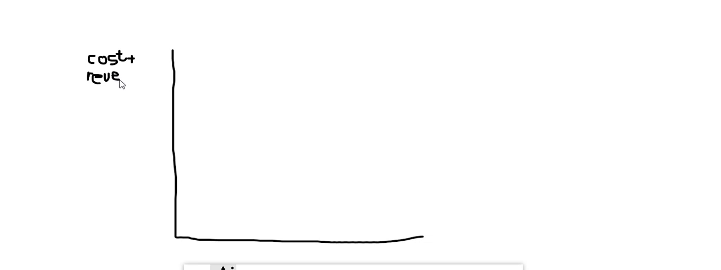Okay, so we're first going to draw the axis, and we label the axis. Your vertical axis is always cost and revenue, in rand. And your horizontal axis is your output, your quantity. Output is always in quantity.